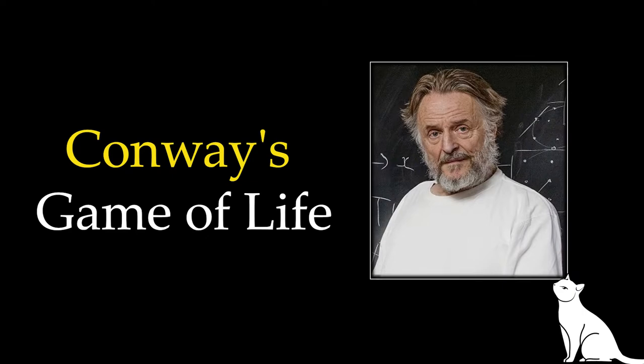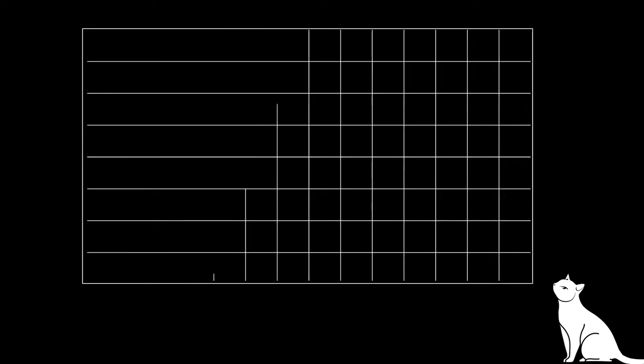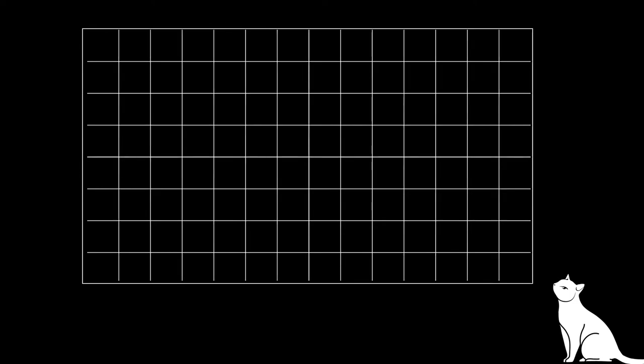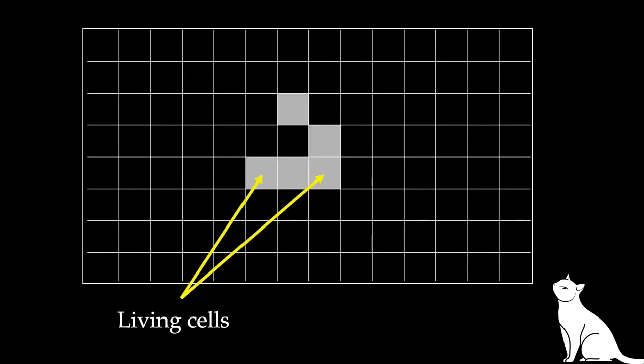John Conway was a British mathematician who envisioned an infinite grid. Just imagine a grid with black squares, and here we're going to paint a few white. We're going to highlight these white pixels and call them living cells. There are two states, alive or dead, and if you're dead, we're going to paint it black. Just imagine white and black pixels.